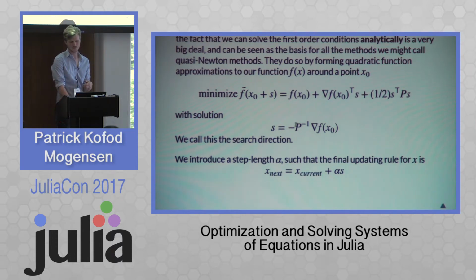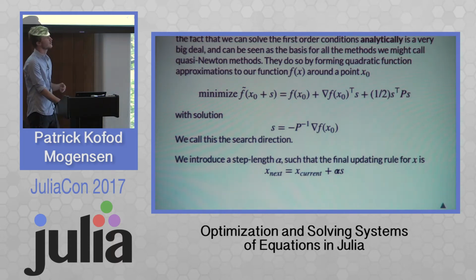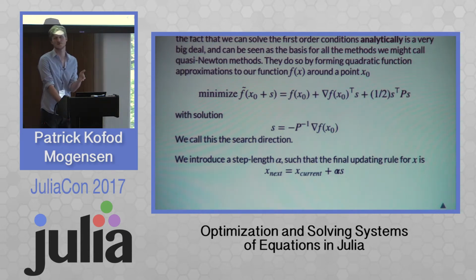And as you see, the search direction is minus P inverse times the gradient at the current iterate, and we then introduce the scalar line search parameter. So in the gradient case, P would just be the identity matrix here. And in Newton's method, P would be the Hessian. So in that case, it's the second order Taylor approximation to our function around the current iterate. So that's just to put them in the same framework, because I'm going to be showing you the two methods on some different problems.